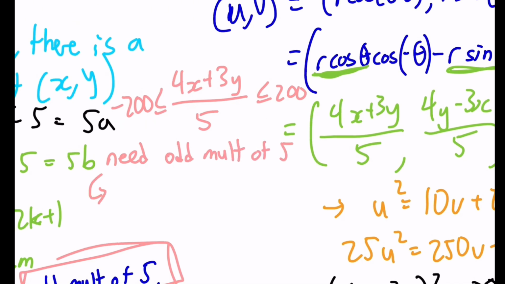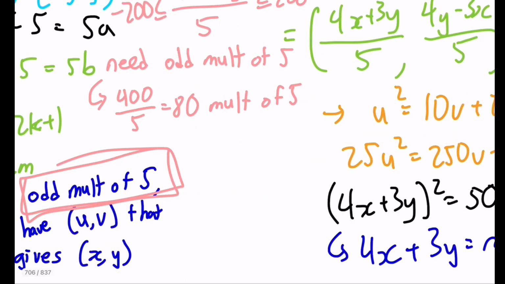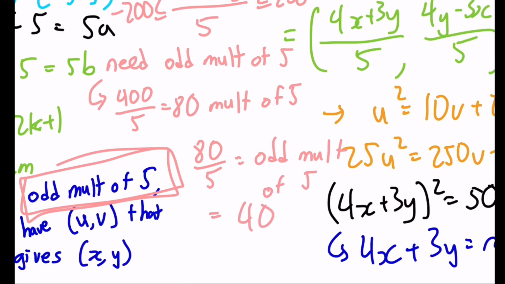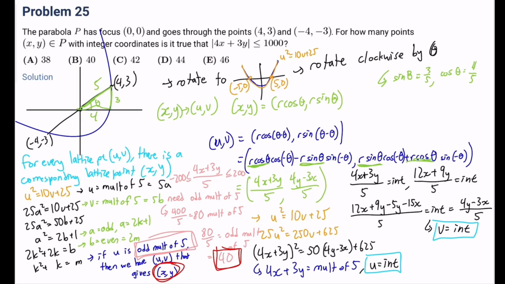So this much is 400 divided by 5. This is for the multiples of 5, 80 multiples of 5. And lastly, we have 80 divided by 2 for the odd multiples of 5, which is going to be equal to 40. So we have 40 odd multiples of 5, and that will give us x, y values. So 40 is our answer, it's B. So that was it for the AMC 12A from the year 2014, and thank you for watching.